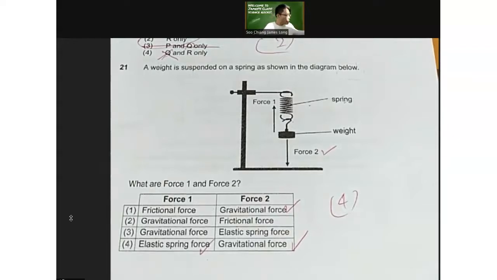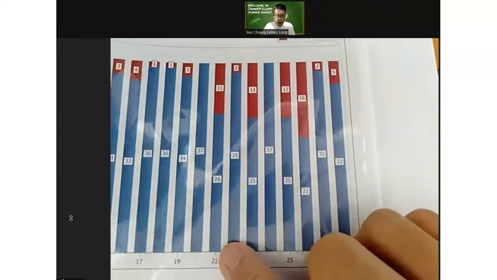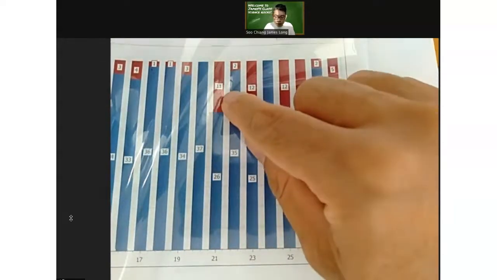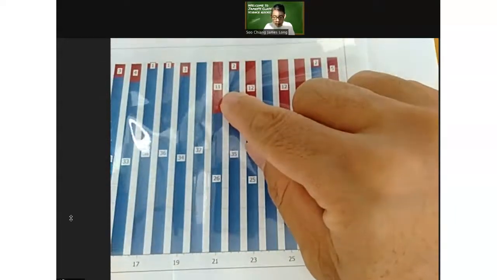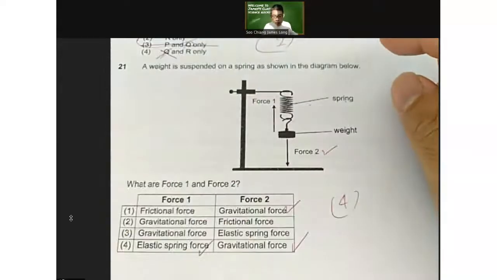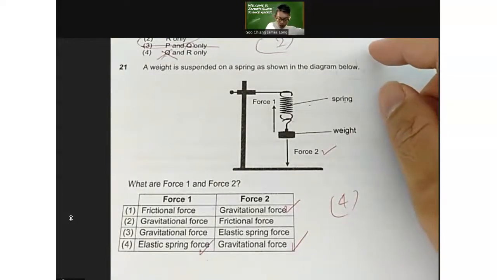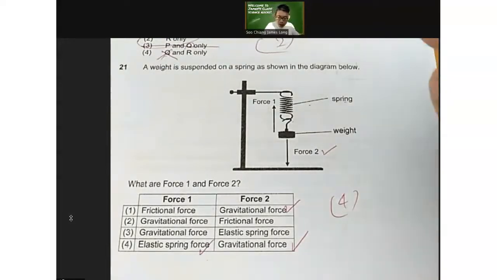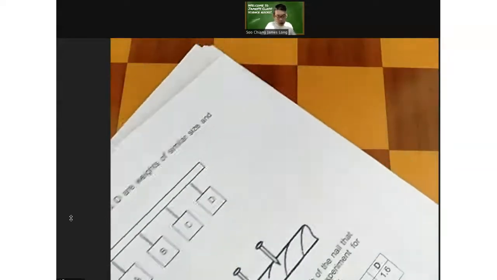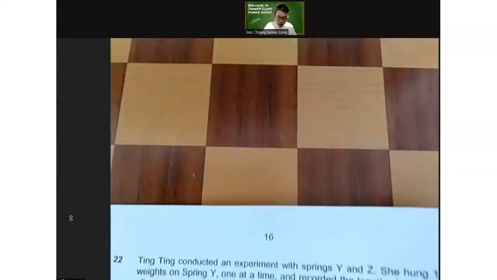And question 21. Oh, interesting. I would think that everyone would have gotten this correct, right? It seems easy. And I hope you got it right this time, because there were many of you who got it wrong. 11 students. These 11 students, I hope that you didn't choose the wrong one, like 1. It's not frictional force here. Okay. Now, let's go on to the next one. Question 22.